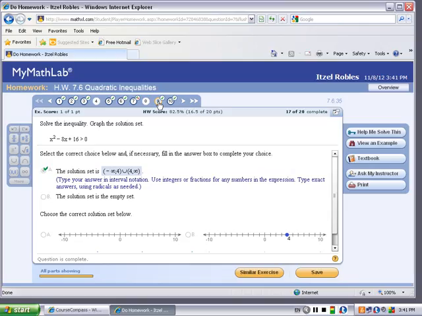So what do you want? You want this function to be positive. So where is it positive? It's here, skipping 4, or there, right? Do I include 4? No. So it's like this. So the answer will be negative infinity to 4 union 4 to infinity.